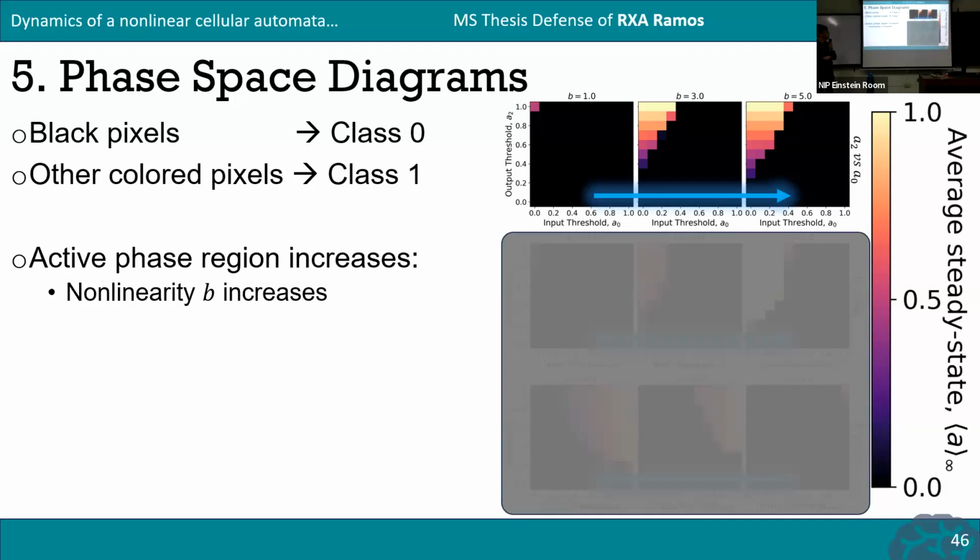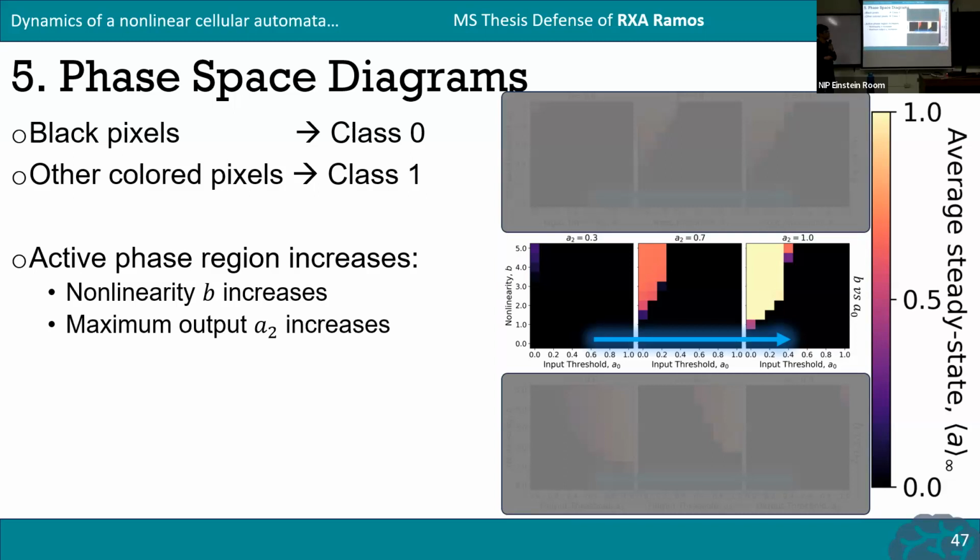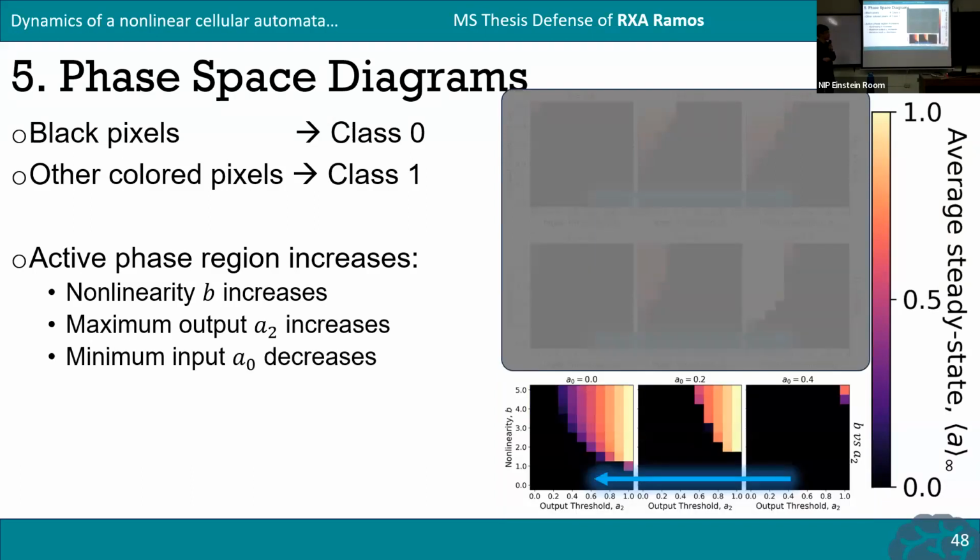So in the topmost row, we can observe that the active phase region, these colored pixels, increases as nonlinearity B increases. In the middle row, the active phase region increases as the maximum output A2 increases. However, in the bottom row, the active phase region only increases when the minimum input A0 decreases.